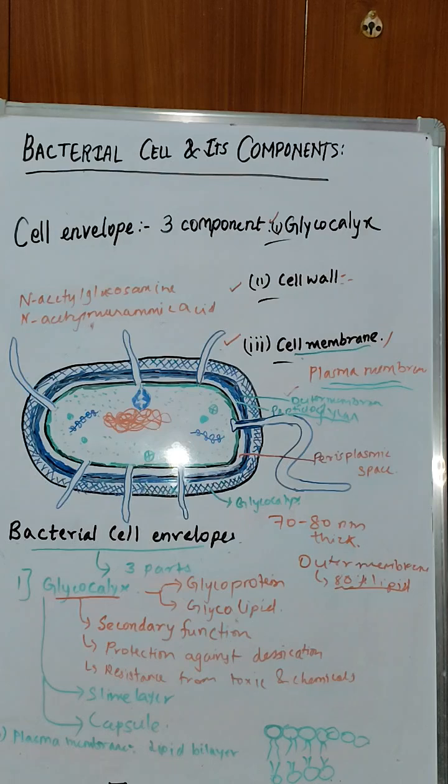So the bacterial cell envelope generally consists of three parts, that is glycocalyx, cell wall and then cell membrane. Glycocalyx is the outermost one, then cell wall and then cell membrane. Cell membrane is also known as plasma membrane, and plasma membrane is a semi-permeable membrane which allows only some smaller molecules to move outside. Okay, thank you.